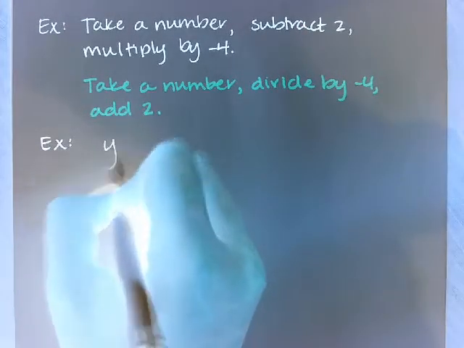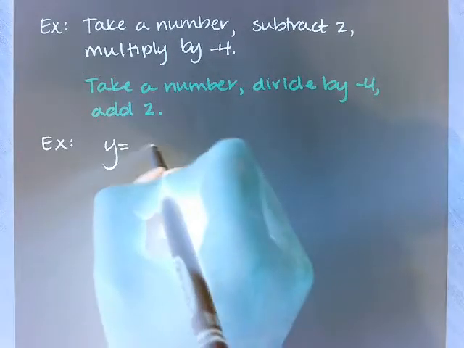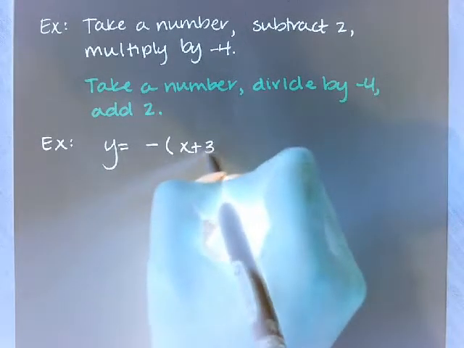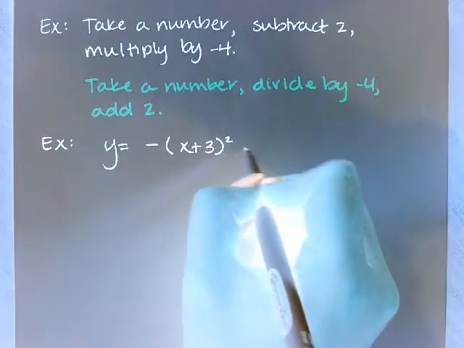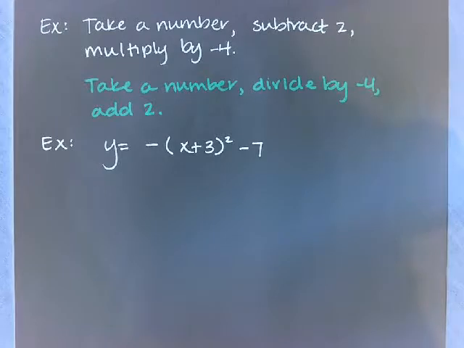Okay, so if I had y equals negative times x plus 3 squared minus 7, to find an inverse, what is the very first thing we do? Very first thing. Look at your notes. Before you even start to do inverse operations, the very first thing you do.